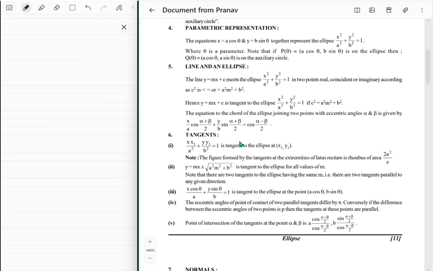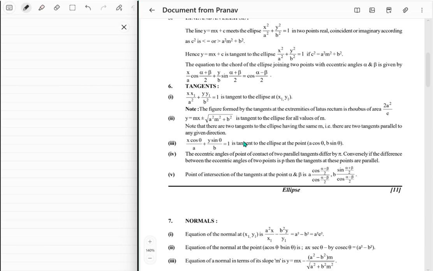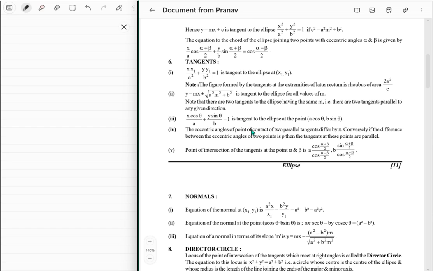Okay, what else? We already did that this thing is a tangent and whatever. Yeah, no big deal. Oh, we did that this is a tangent. Did we do it? Yeah, that was obvious because alpha, beta both approaching theta, then the chord at theta, which is actually more like the chord at theta plus, theta and theta plus something very small, which is a tangent at theta basically. Okay, the eccentric angle of point of contact of two parallel tangents differ by pi.